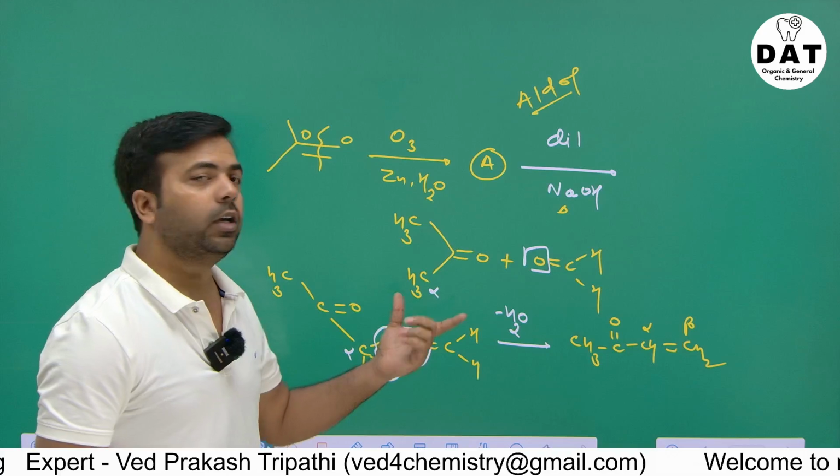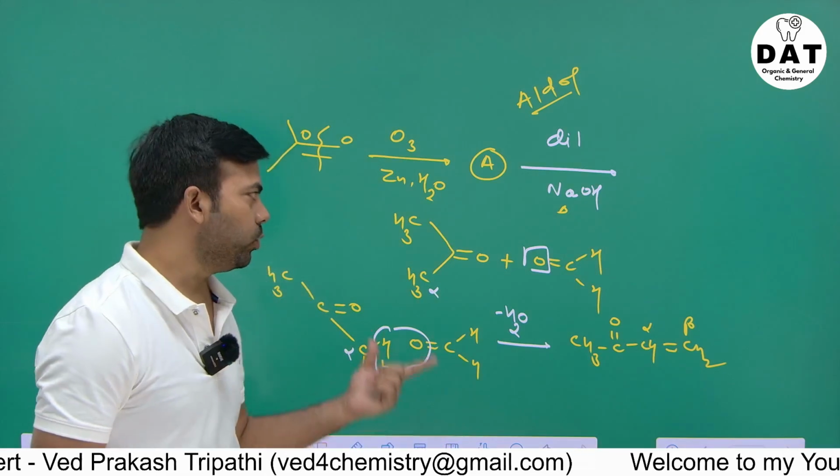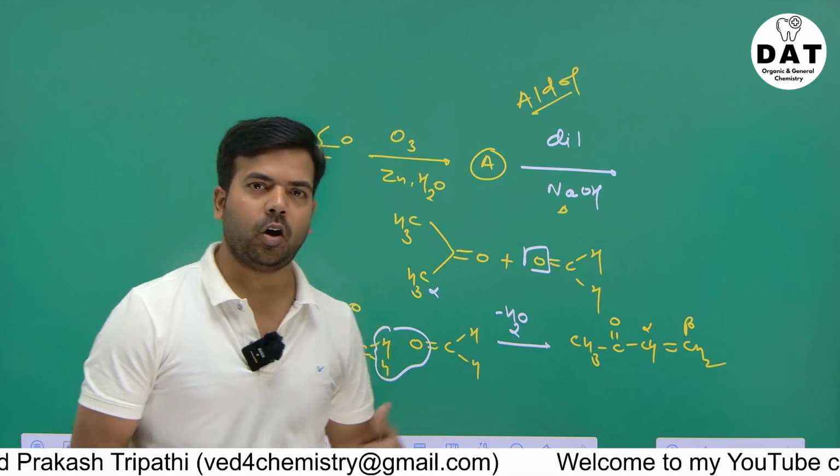We can use some reducing agents like LiAlH4, NaBH4 to reduce these aldehydes and ketones. So this is the organic route.